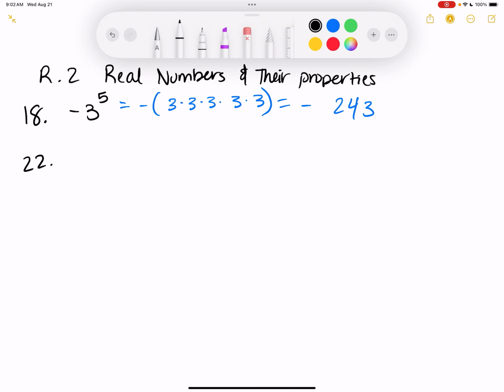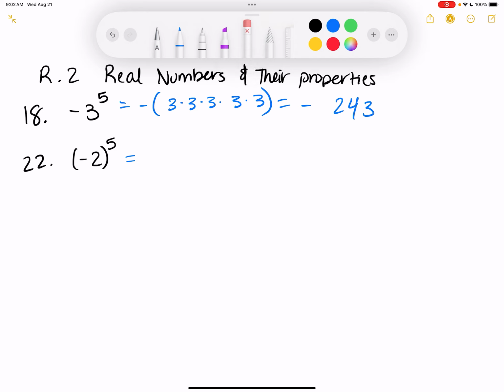Number 22. We have -2 in parentheses raised to the 5th. So what does that tell me to do now? Multiply -2 by itself 5 times. Yep. So we're going to do -2 times -2. So the difference in number 18 and number 22 is the parentheses. Okay, so that's what makes the difference for it.